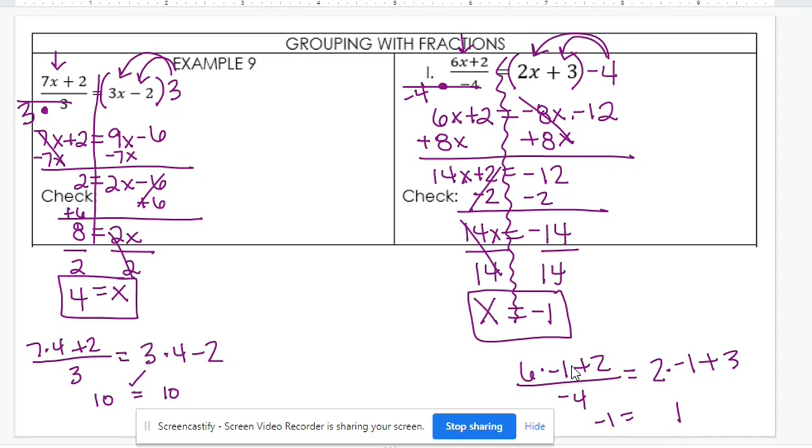Let's see what I got here. It's negative 6 plus 2, negative 4. Negative 4 divided by negative 4 is positive 1. So you get positive 1 on both sides, which it does check out. All right. Good job.